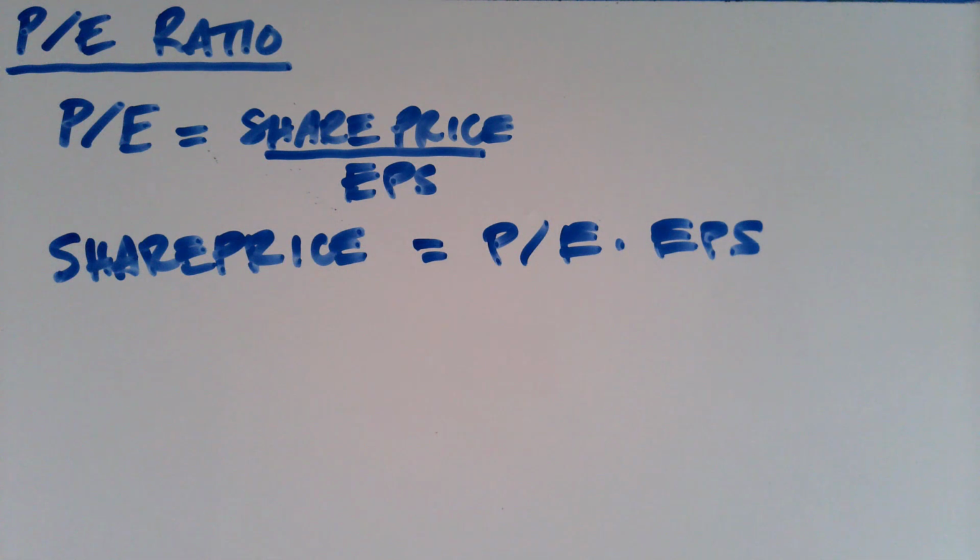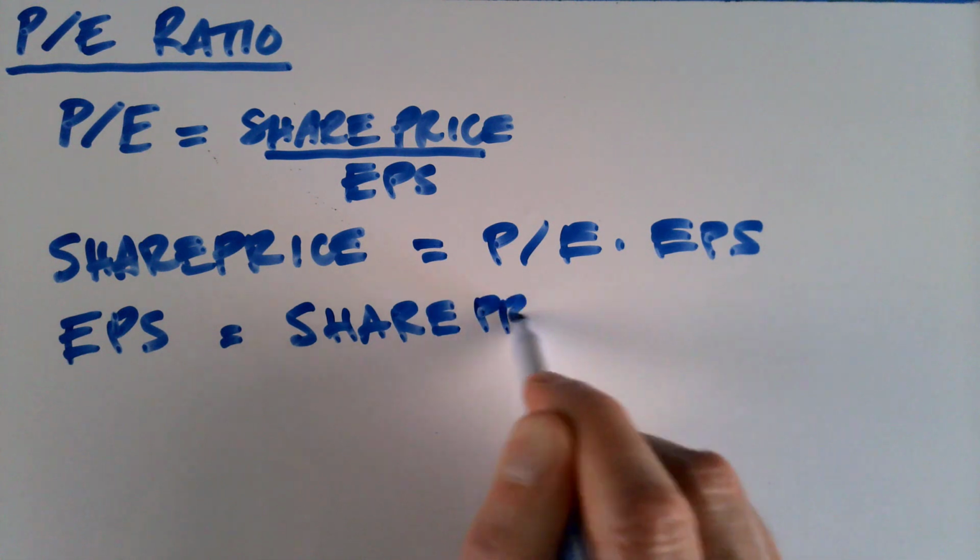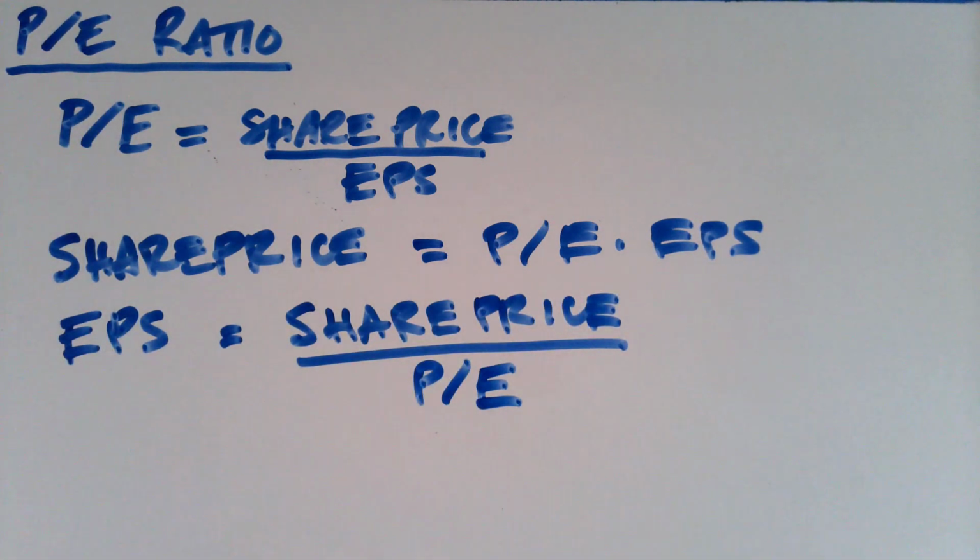But what if we're asked for the earnings per share? Well, I can start with this equation and just divide both sides by PE. And that would give me earnings per share. So there's really no need to be concerned when you see problems with PE ratio. Now you know how to handle it.